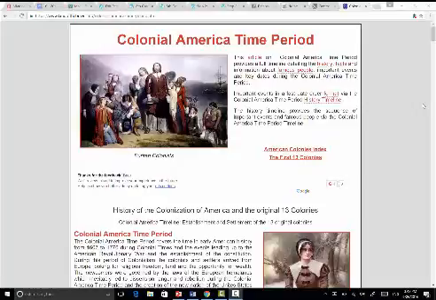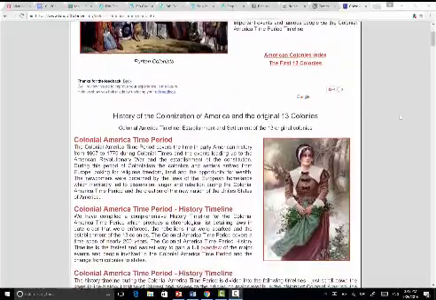And after England defeats the Spanish in that Navy battle we talked about, they start to send over more and more colonists. Some people, like the Puritans, come over for religious reasons, right? The Pilgrims, they wanted to spread their religion or practice their religion freely. Others come over to find gold, right? But this is that time period.